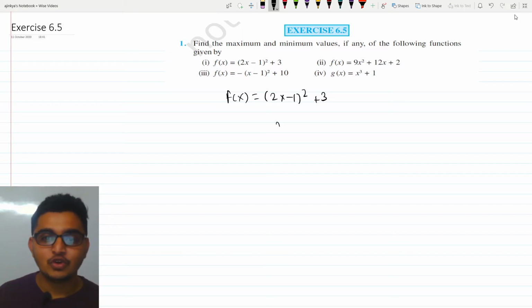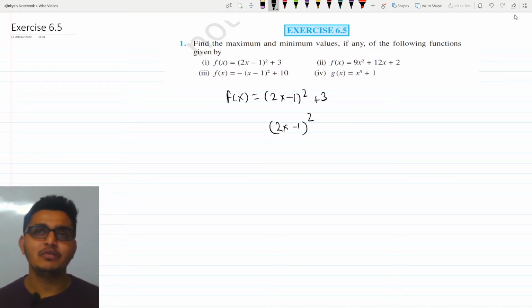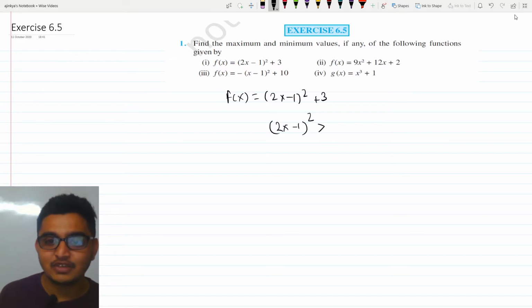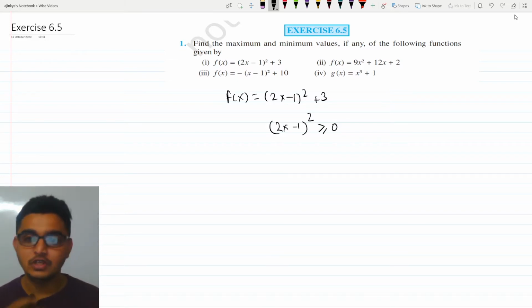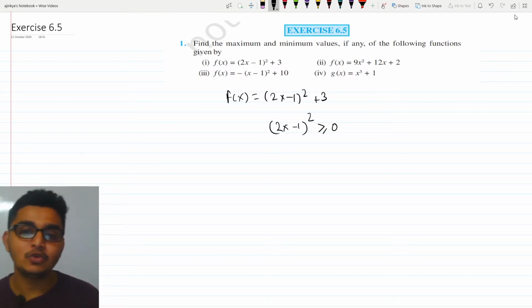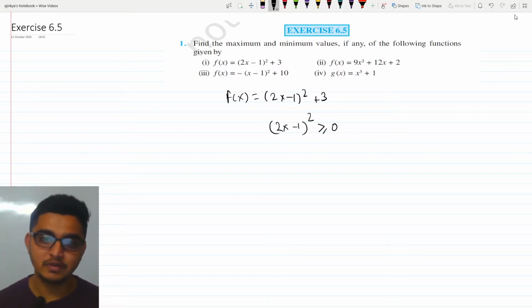Okay, so (2x minus 1) whole squared. Do you know any number that, when squared, is negative? Well, in the real sense it is not. If x belongs to the real numbers, it is never going to happen. So we can say that (2x minus 1) whole squared is always greater than or equal to 0. So this number can be 0 or it has to be a positive number.